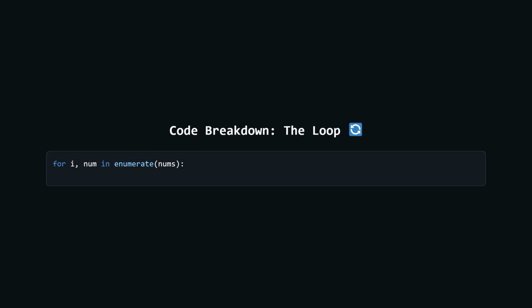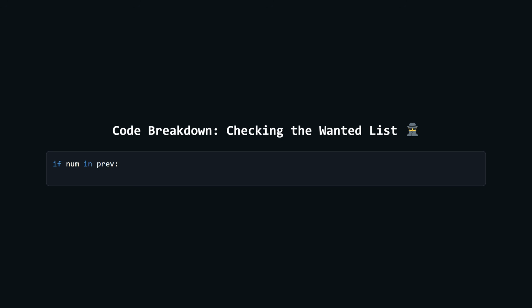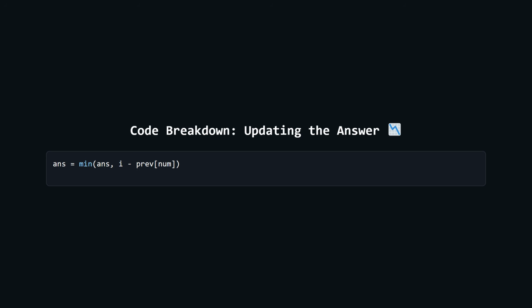Then, we start looping through our list, keeping track of both our current position, which is i, and the actual number itself. At each step, we check our dictionary. We ask, is our current number someone's mirror partner that we've been looking for? If it is, we found a pair. We calculate the distance by subtracting the old position stored in our dictionary from our current position, and update our minimum answer.